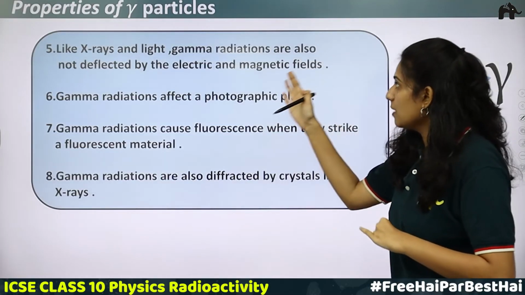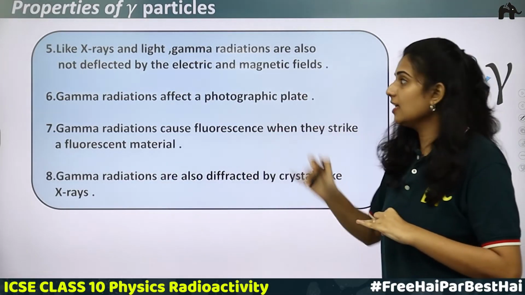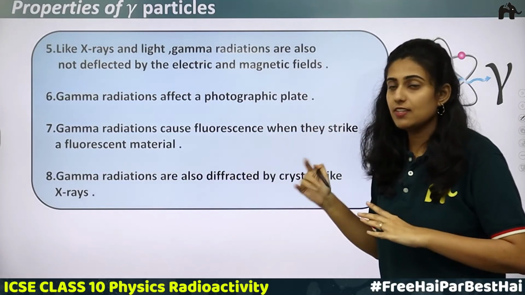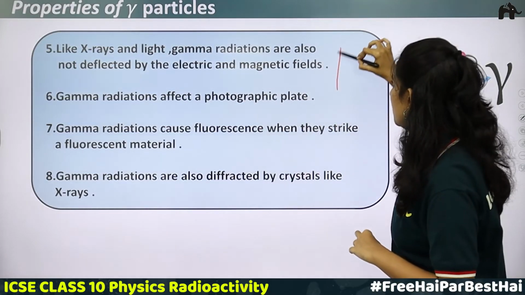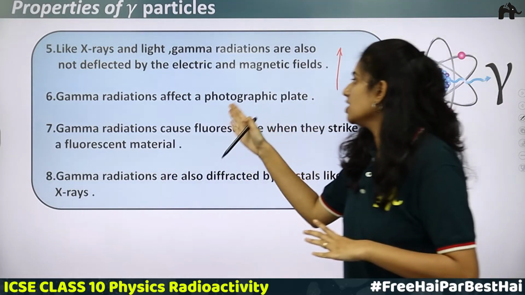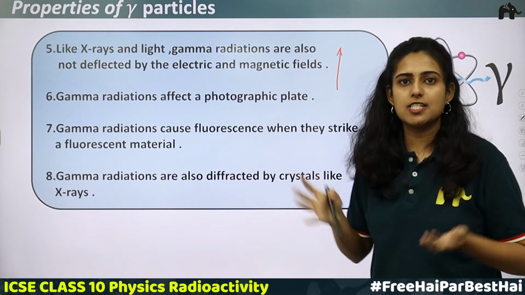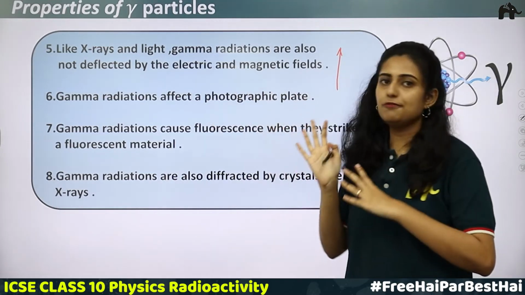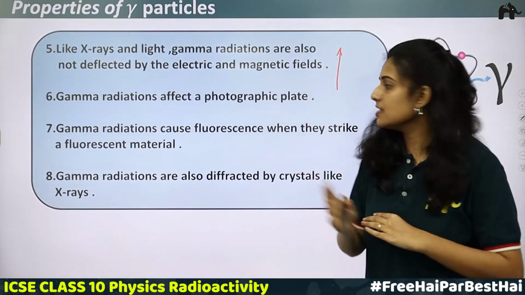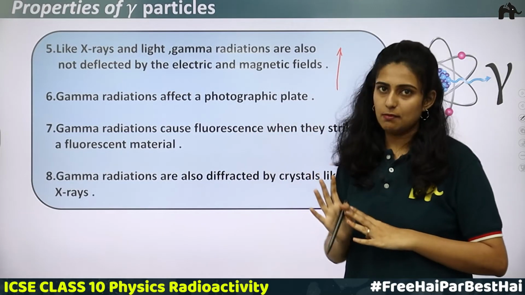Since these gamma radiations are electromagnetic, they cannot be deflected using the electric and magnetic field. So we have seen that the gamma radiation will be moving undeviated. Next, gamma radiation affects the photographic plate. Alpha, beta and gamma radiation, all of them affect the photographic plate. Next, gamma radiation causes fluorescence.